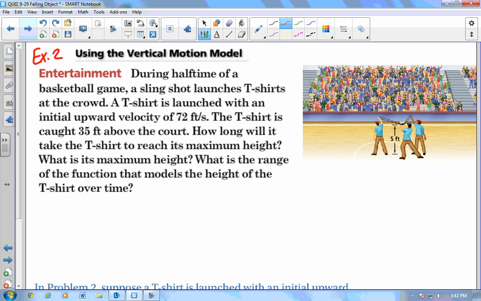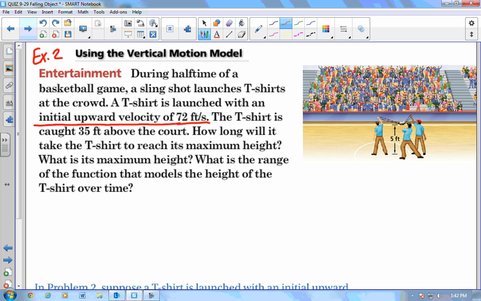During halftime of a basketball game, a slingshot launches T-shirts at the crowd. A T-shirt is launched with an initial upward velocity of 72 feet per second. Kevin, what's something that would be important to write down so far? And I'd also write down what that means. What is 72 feet per second? So what type of velocity? And the word initial? Initial means starting velocity.